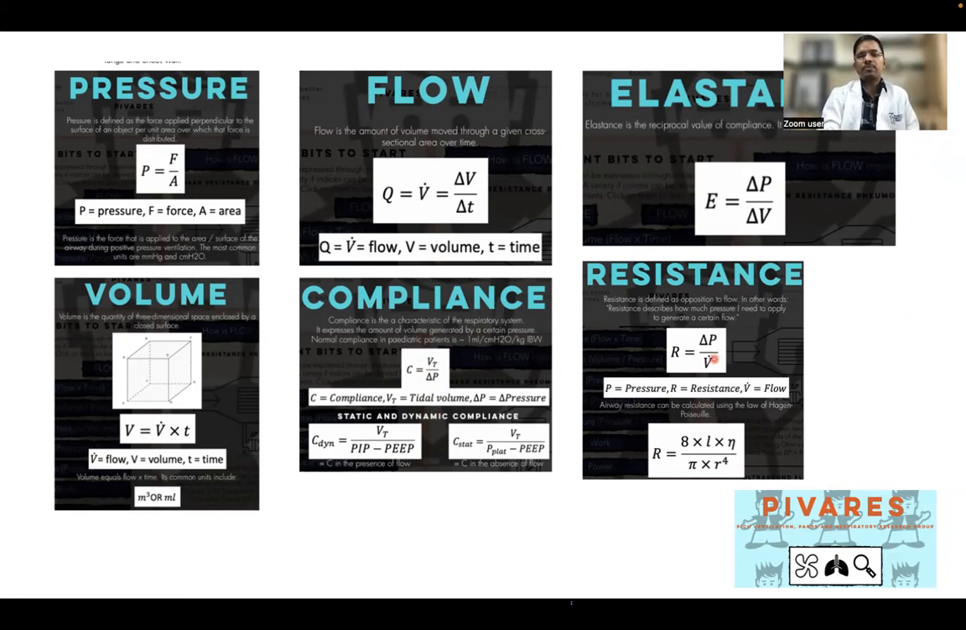What is resistance? Resistance is change of pressure per unit of flow change. So basically, whenever more pressure is required, or the flow is decreasing, then the resistance in the circuit is more.